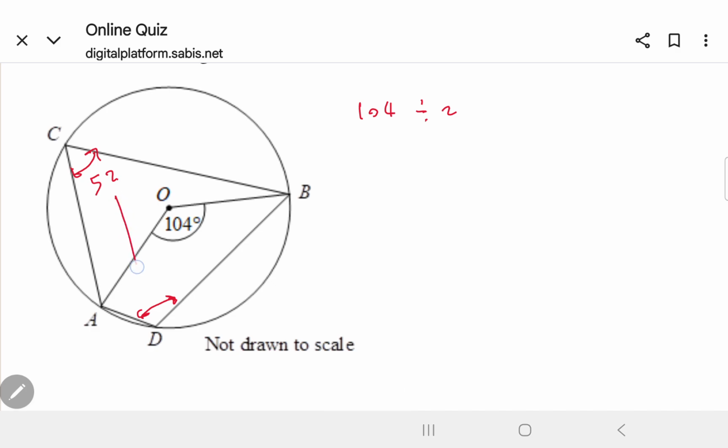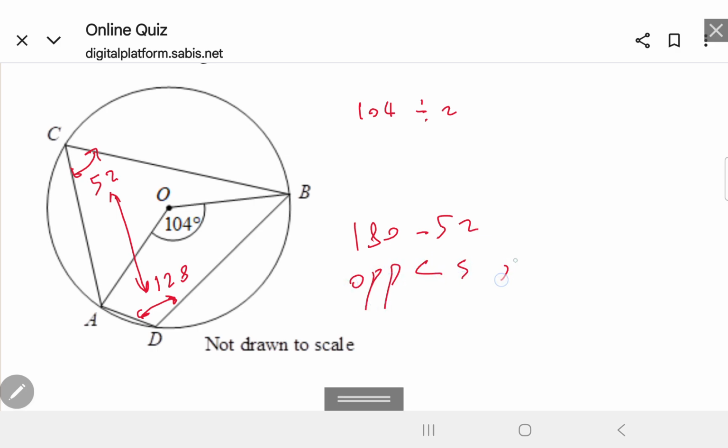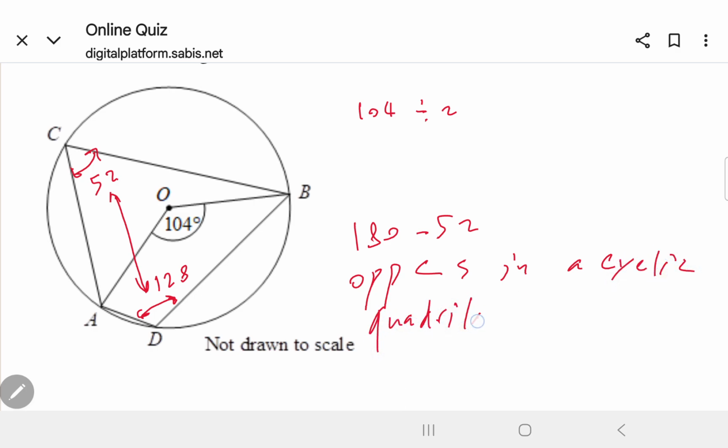And then you can say these two angles are opposite angles in a cyclic quadrilateral. So they add up to 180 degrees, which means here 128. We did 180 minus 52 because opposite angles in a cyclic quadrilateral are supplementary.